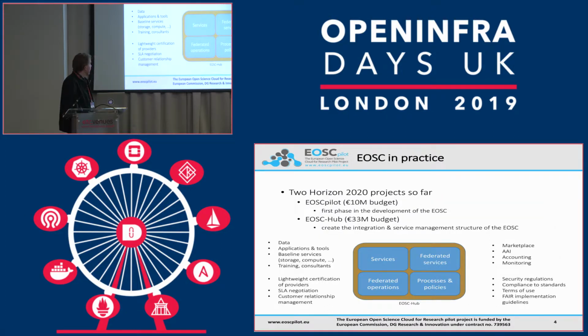So in practice, there have been two Horizon 2020 projects. EOSC Pilot, which has a budget of just under 10 million euros and will be finishing this month, in fact, is the first phase of the development of the European Open Science Cloud. Then there's EOSC Hub, which started at the beginning of last year and is due to finish in, I think, 2020. It has a much higher budget, and it's basically turning EOSC into something that can be usable by end users. EOSC Hub has four main parts to it.